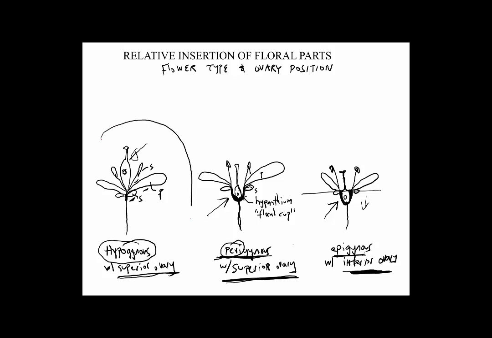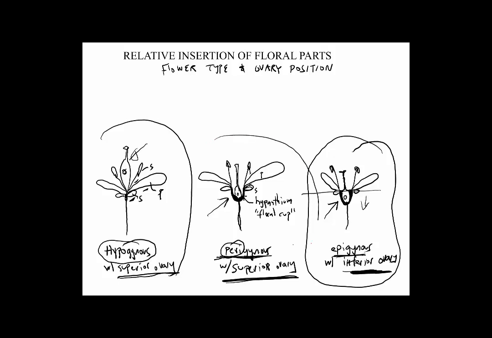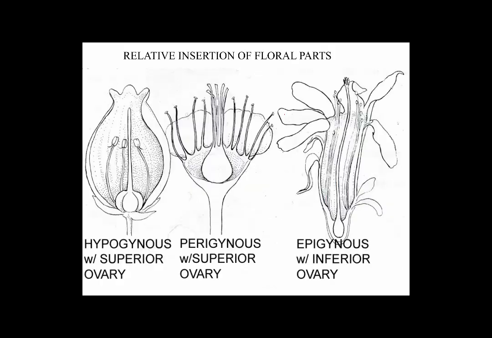Hypogynous is more common. I'm going to make a guess. I'm going to say maybe 70% of flowers, maybe 80. Epigynous is somewhat uncommon, but a lot of really important plants have it. Perigynous is not very common, but we'll see it in one of our important plant families, the rose family. And let's look at some pics.